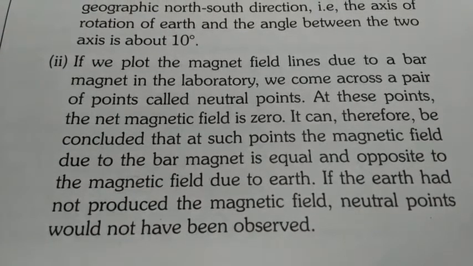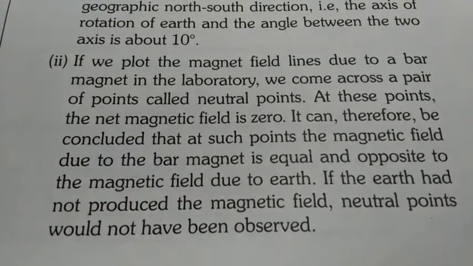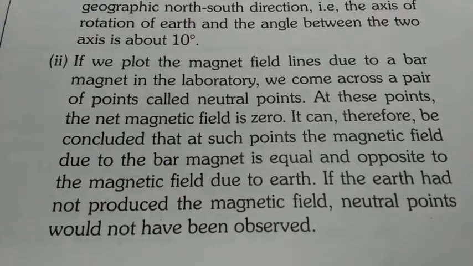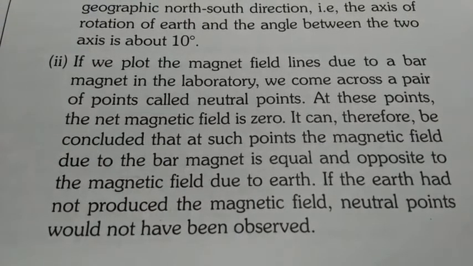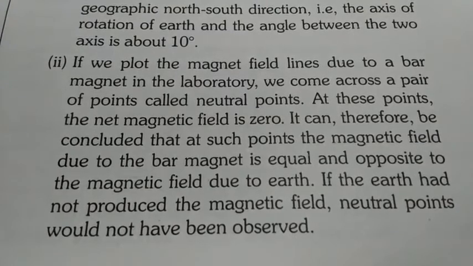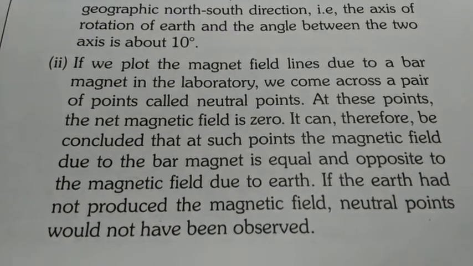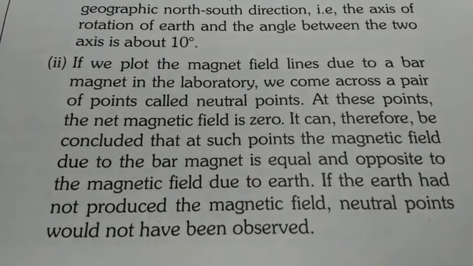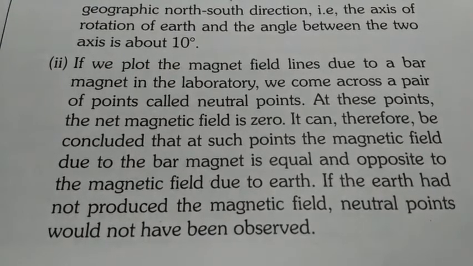Because Earth is producing a magnetic field, that's why we are getting the neutral points. When we do the experiment, we should be very alert that near the bar magnet which we are using, there is no other magnet. If there is no other magnet, then why are we getting the neutral points? It is because of the magnetic field of Earth only.